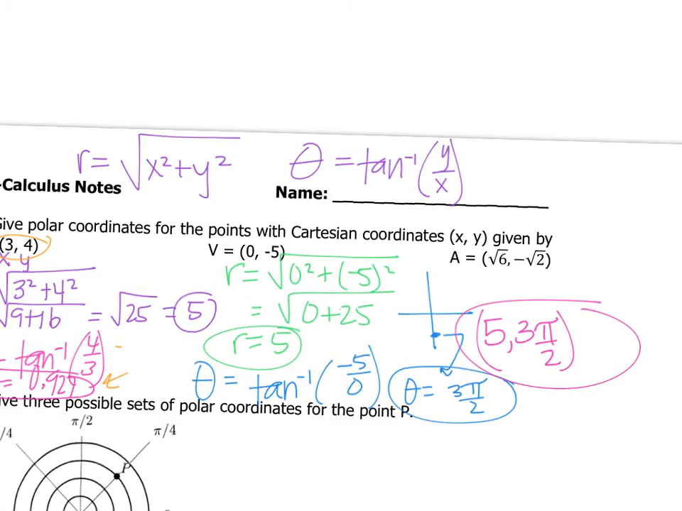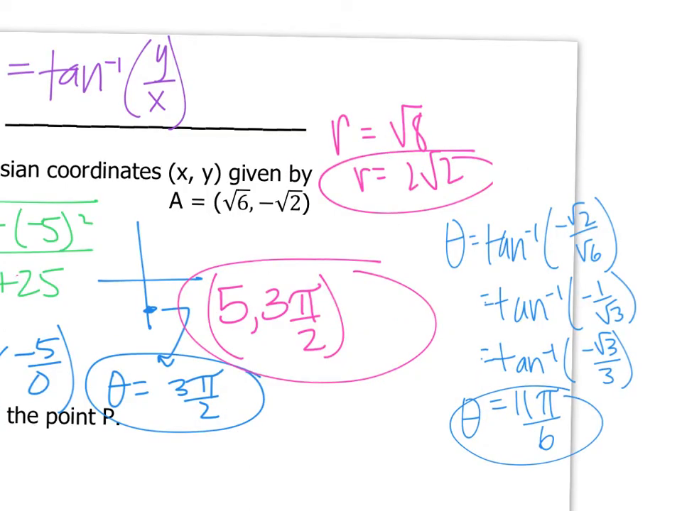Last example, actually, why don't you go ahead and try this one and see what you get. You should have gotten your value of r to be 2 radical 2, and then your value of theta, 11 pi over 6.